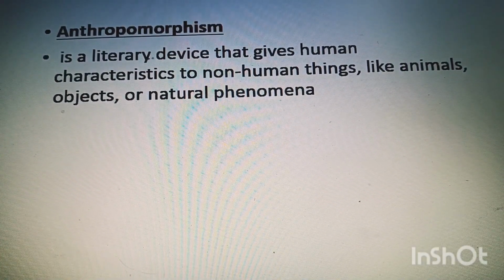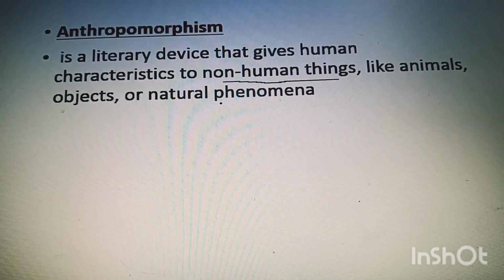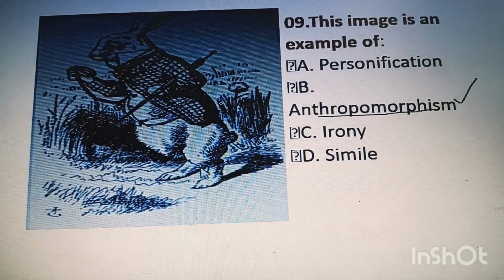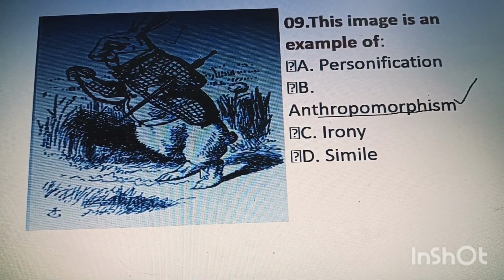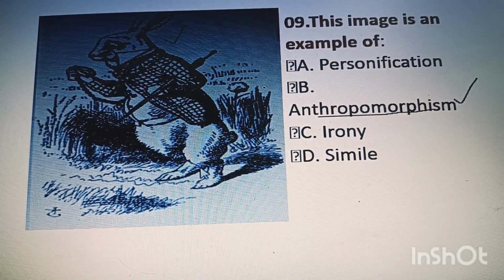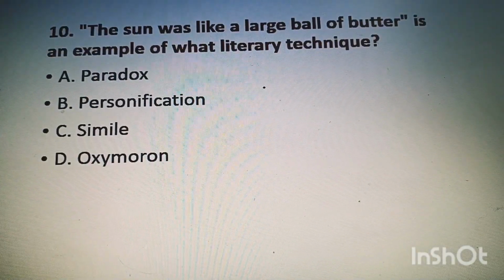Anthropomorphism means a literary device that gives human characteristics to non-living things, just like personification, like animals, objects, or natural phenomena. So, this is a rabbit behaving like a human being. Okay, so this is anthropomorphism. Next, question number 10.